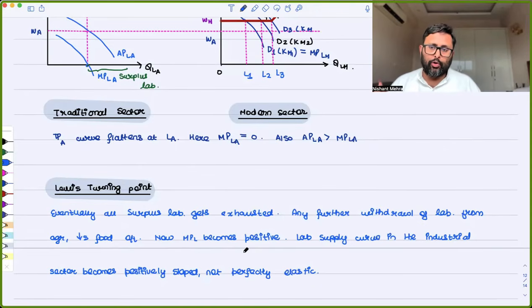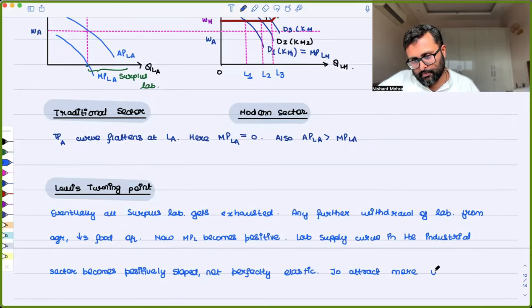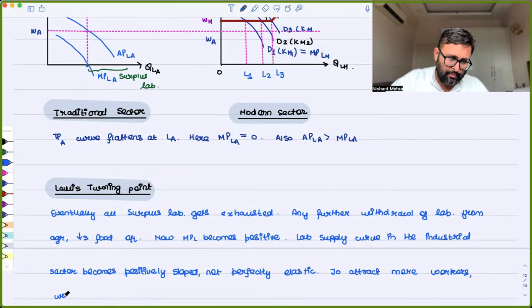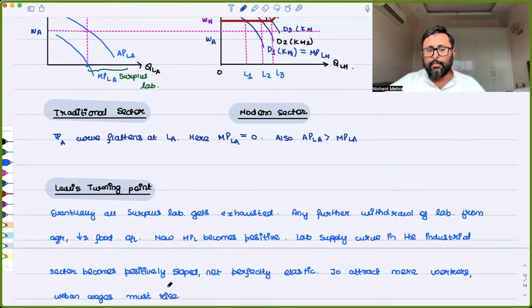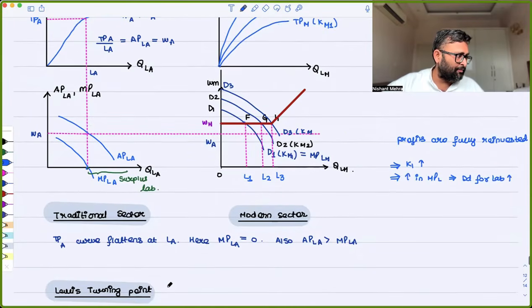So, अगर अब you want to attract more labor from the agricultural sector to the industrial sector, you have to give them higher wages. There is no other way to attract more workers. Urban wages must rise, right? So if you look at it carefully, this is where the structural transformation is complete.